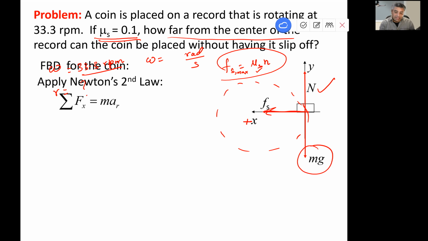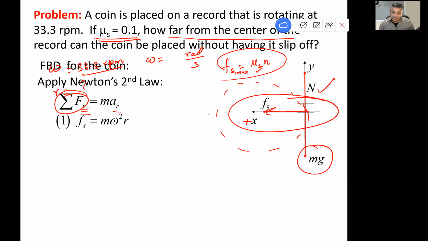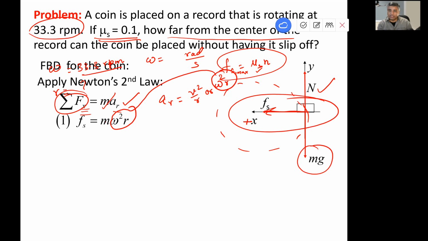So now, what's the net force? And remember, this net force is towards the center, and there is only one force acting towards the center. So I can just write Fs, and that is equal to mass times radial acceleration. That means v squared over r, or omega squared times r. In this case, it's omega that's given, not v. That's why we are using this one. So m times that.